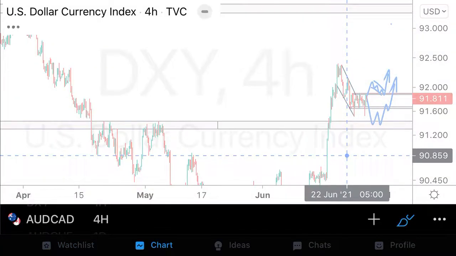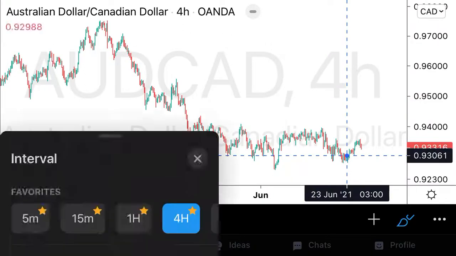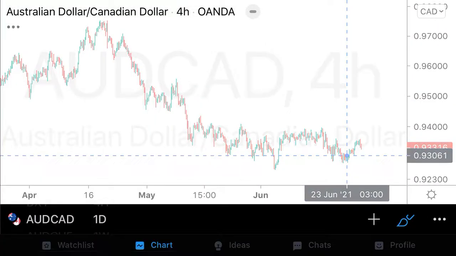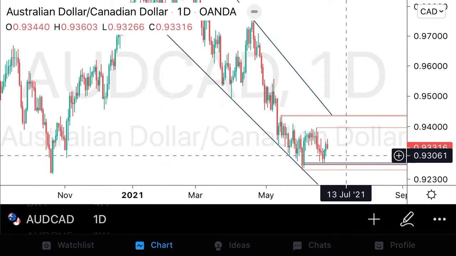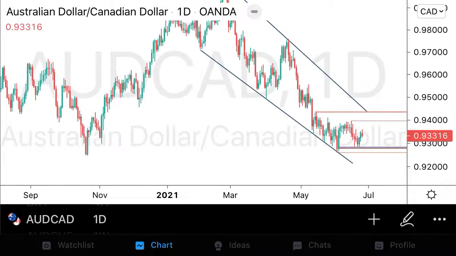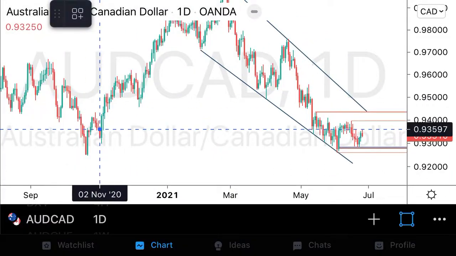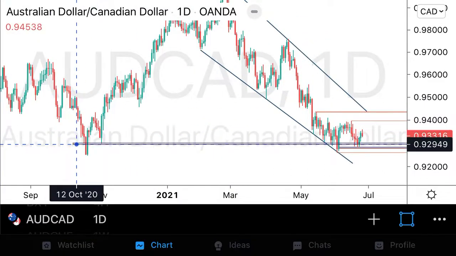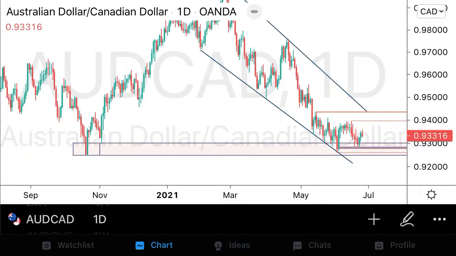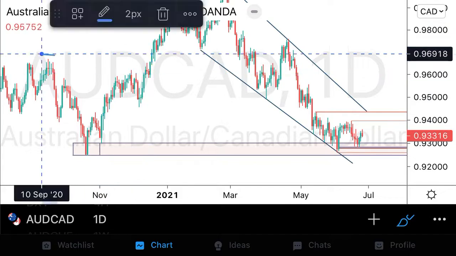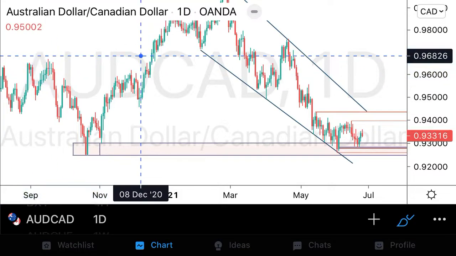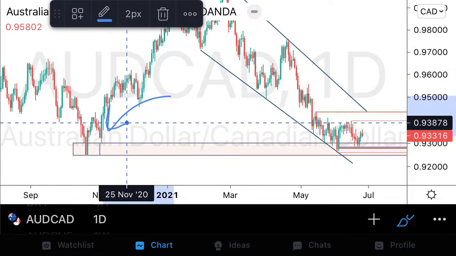Let's go on to our pairs. We'll start off with Aussie CAD. Now on Aussie CAD, guys, we'll hop up to the daily for a second and discuss our daily structure first. What we will see over here on Aussie CAD is that we still have this important support structure, where price previously found some support and was able to violate to the upside some previous important resistance. So we do know that this is an important support structure.